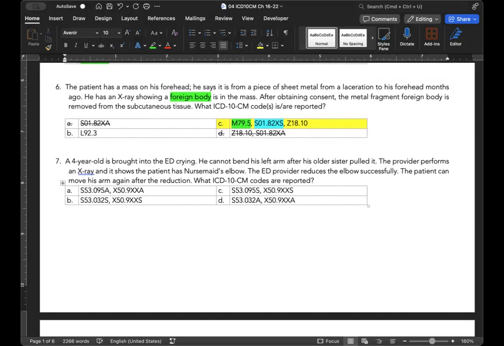Number 7: a 4-year-old is brought into the emergency department crying. He cannot bend his left arm after his older sister pulled it. The provider performs an x-ray and shows that the patient has nursemaid's elbow. The ED provider reduces the elbow successfully, and the patient can move his arm again after the reduction.